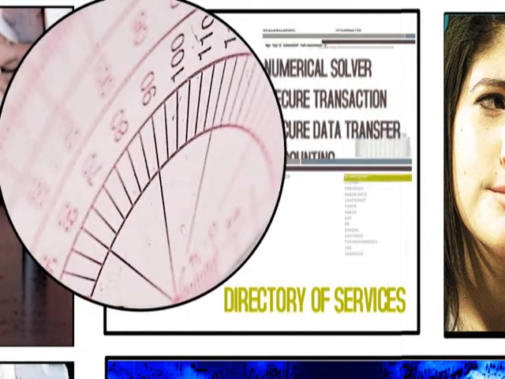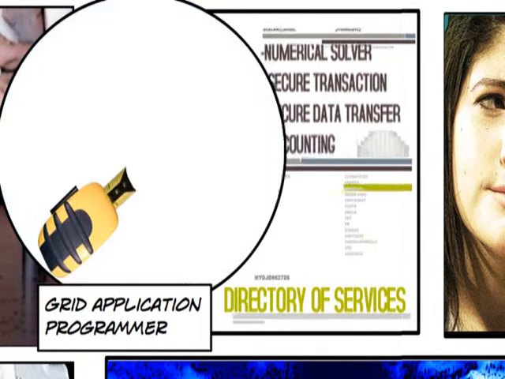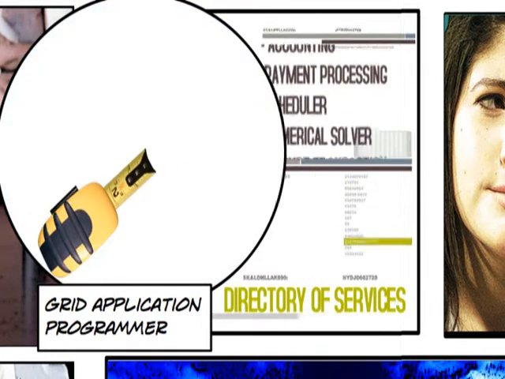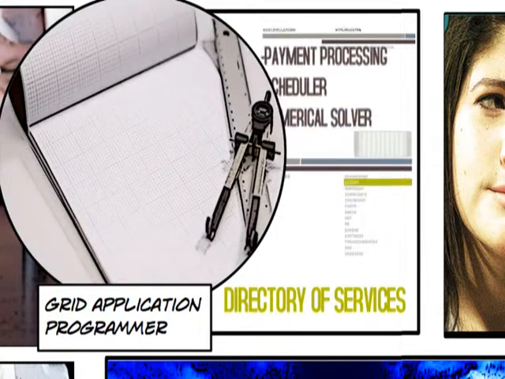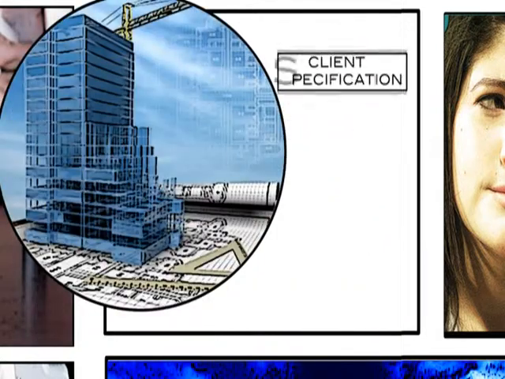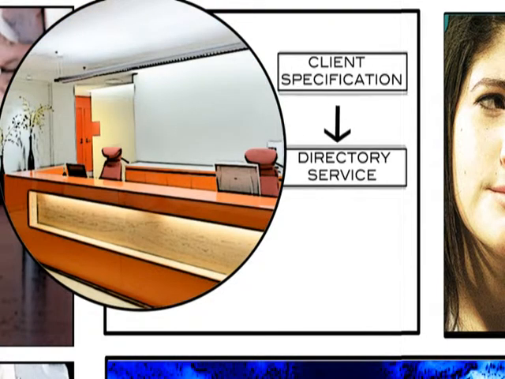Very good. In the grid world, the architect is a grid application programmer. The programmer consults directories of software services available in the marketplace and selects the right ones to solve their problem. They make sure everything will fit well together to deliver the specification, but they don't choose the actual service providers.